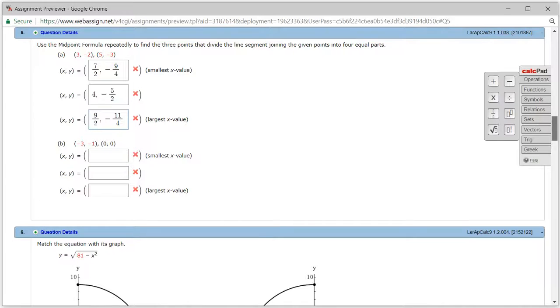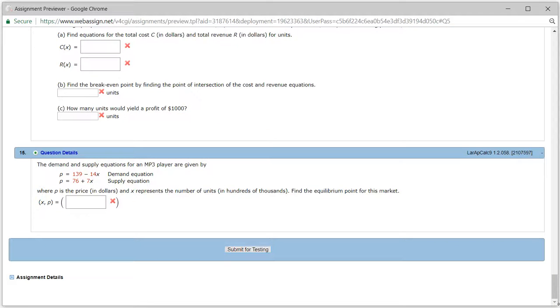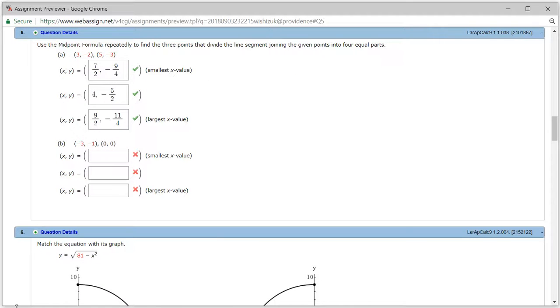Let's go ahead and check the answer. Looks like we got part A correctly. Part B is exactly the same approach, so I'll let you finish that.